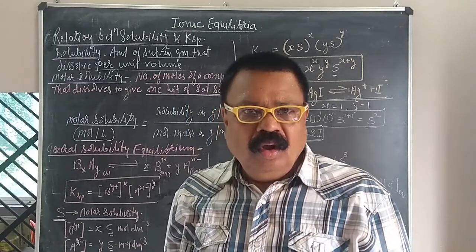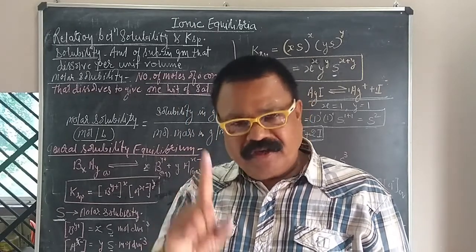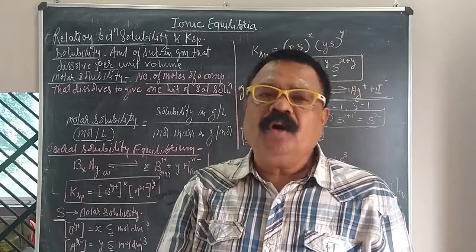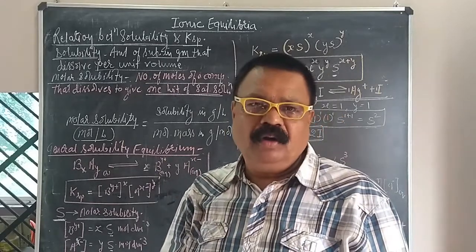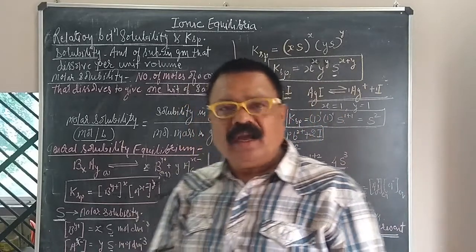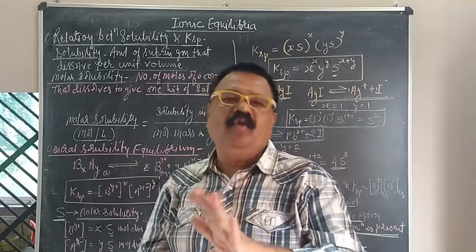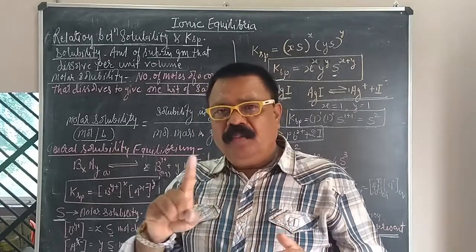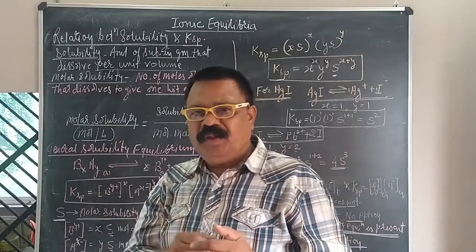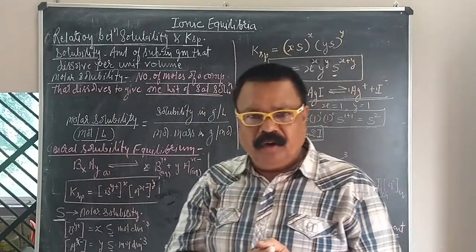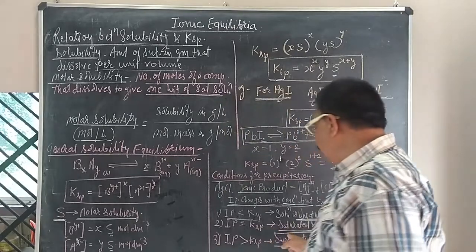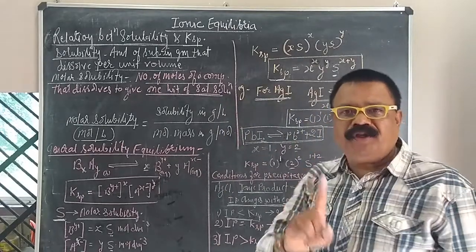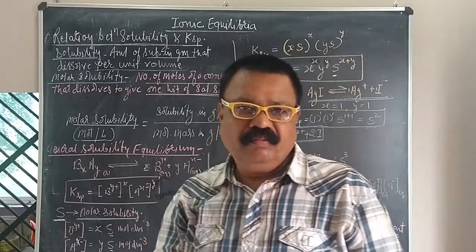So the first condition, when the ionic product is less than the solubility product, the solution becomes unsaturated and there will be no precipitation. If the ionic product is greater than the KSP, the value of the solubility product, then the solution becomes supersaturated and the precipitation will occur.